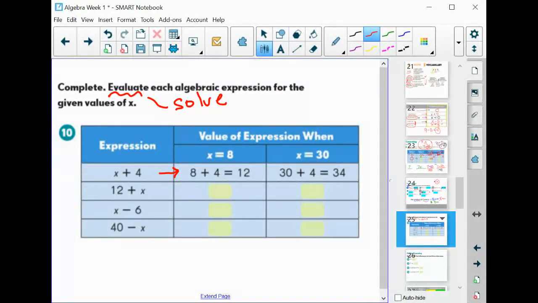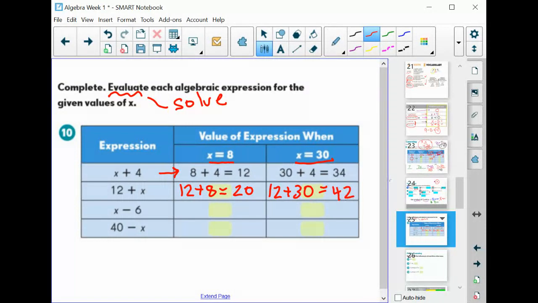This is our initial expression, 12 plus x. And now when I rewrite this over here, I'm going to keep my 12 plus, and then instead of writing x, I'm going to replace my x value with what it tells me the value of the variable is, 8. And 12 plus 8 is 20. Do the same thing over here, except the value of my variable in this column is 30. So wherever there would be an x in my expression, I'm going to replace it with 30. 12 plus, not x, 30. And I'm going to evaluate that. 30 plus 10 is 40, plus 2 is 42.